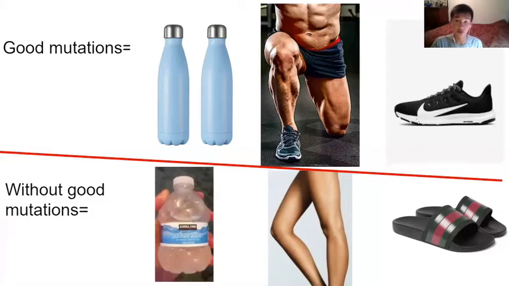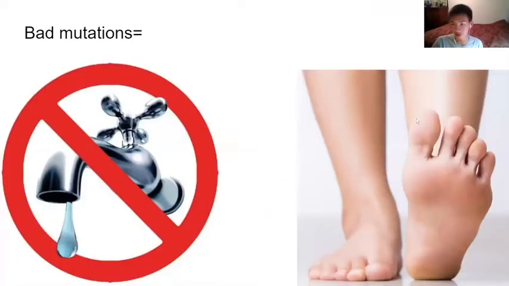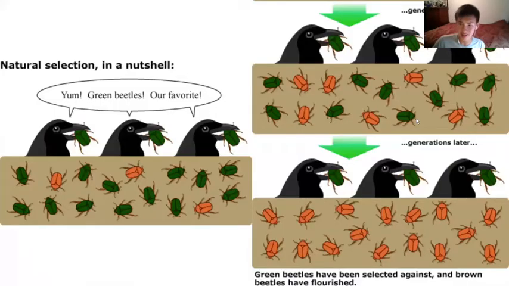Without good mutations, they're going to win whenever the good mutations don't win. So the bad mutations have the worst equipment, no water, no nothing, and then they're not going to be able to win at all. So that's why a lot of the times, bad mutations will actually not be that frequent.